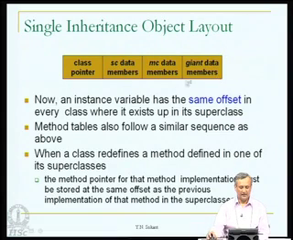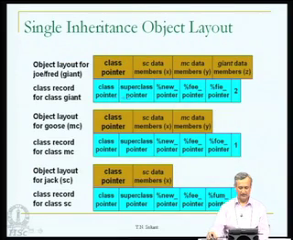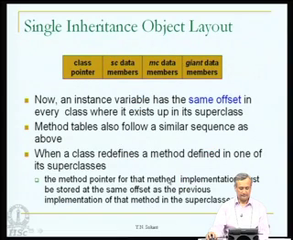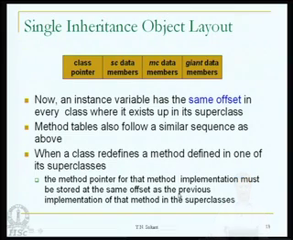Method tables are similar, which we already showed. This was the method table. We have the methods of the superclass and then our own methods. Now, when a class redefines a method defined in one of its superclasses, it is very easy. The method pointer for that method implementation must just be stored at the same offset as the previous implementation of the method. We just replace it, nothing more than that really happens.